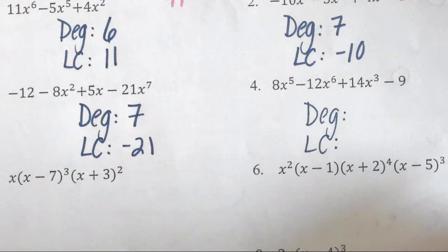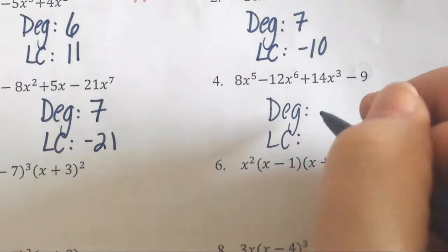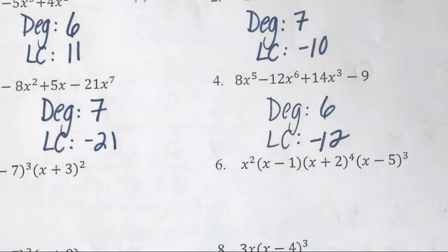How many points y'all got? 5? 4? That's what I thought. Table 1, you want to handle it again? The degree on number 4? It's 6, the leading coefficient is... And you can have 2 points for that.